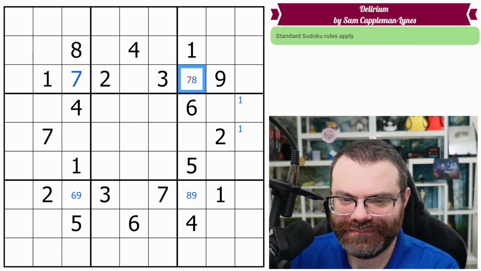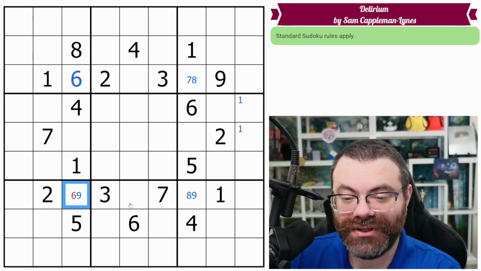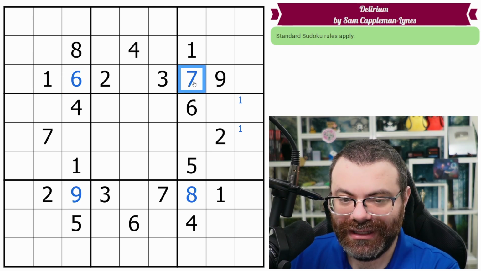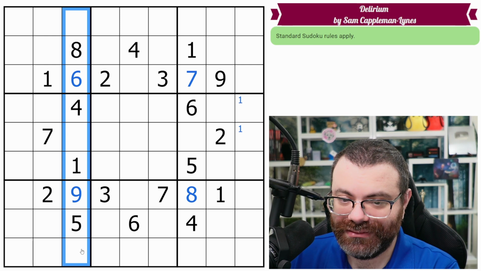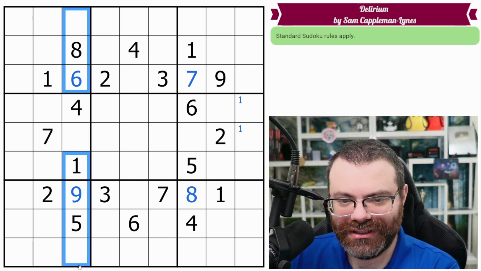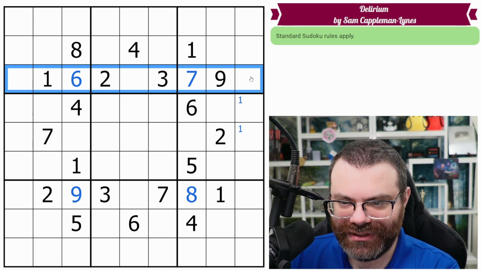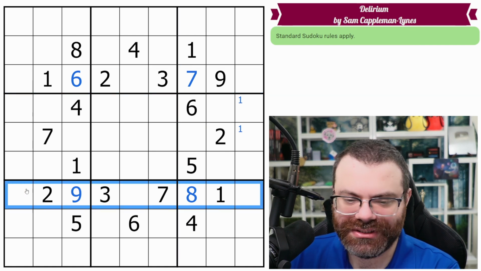Now if I undo that, and instead I make this a 6, then we can go the other way. We go 9, 8, 7. And then, just make sure I get this right. Yeah, okay. This column still has a 6 in it. This row still has a 7 in it. This column still has an 8 in it, and this row still has a 9 in it.